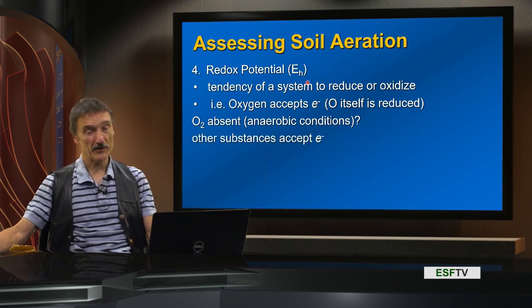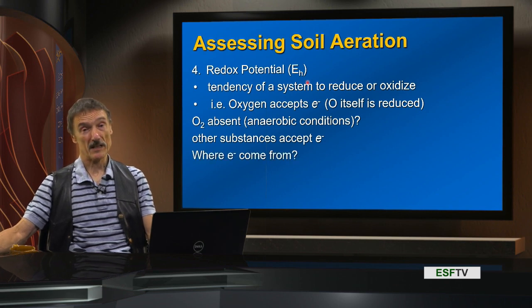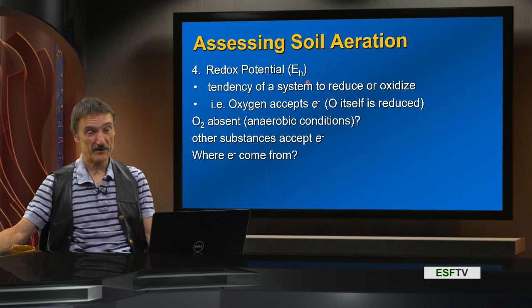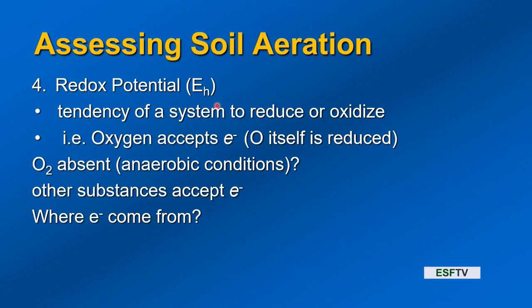So what are the other things that accept electrons? Things like iron and manganese, which we'll talk about. There are other successions, as you get more and more electronegative, other elements that accept electrons. If you use up the oxygen, something's got to take them. Where do these electrons come from? They come from respiration.